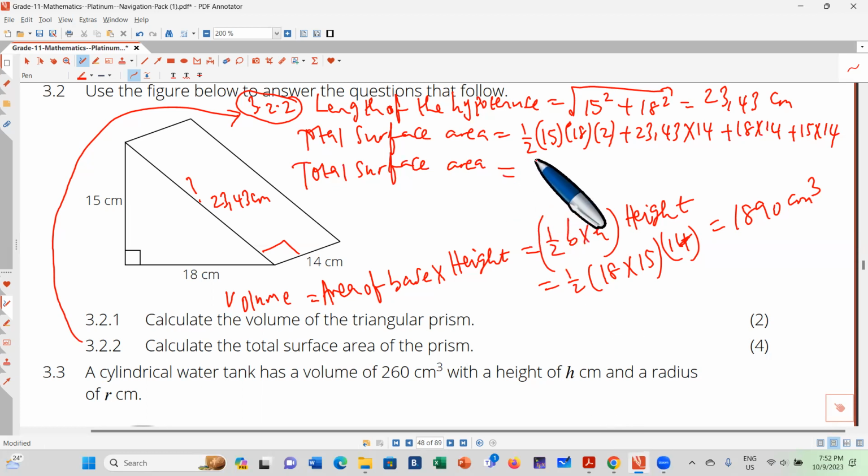For 1060,02 square centimeters. So that is the total surface area of the shape, you know. So just note that it is the total surface area of the shape.